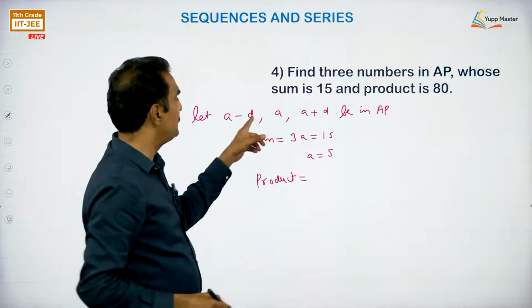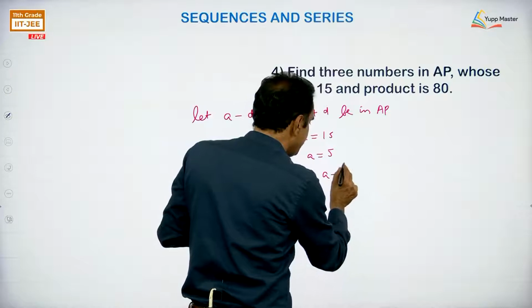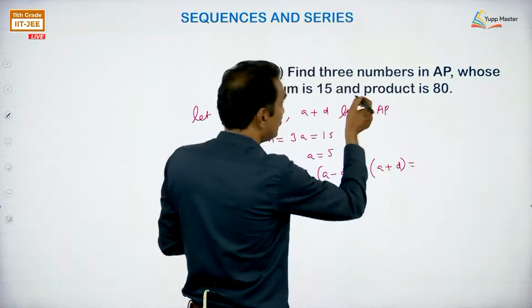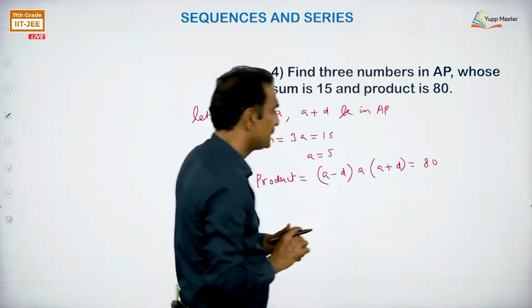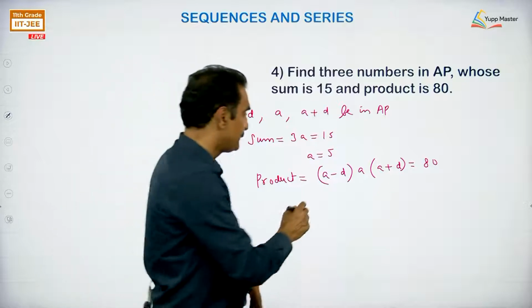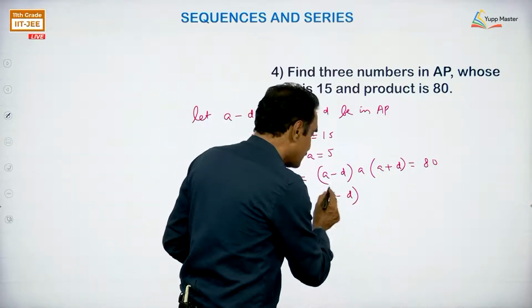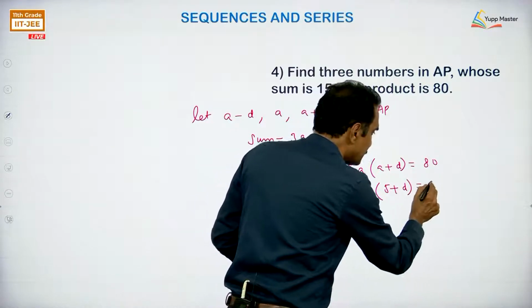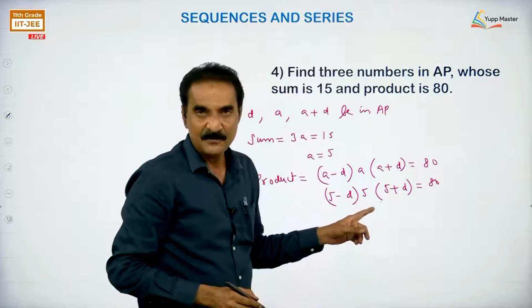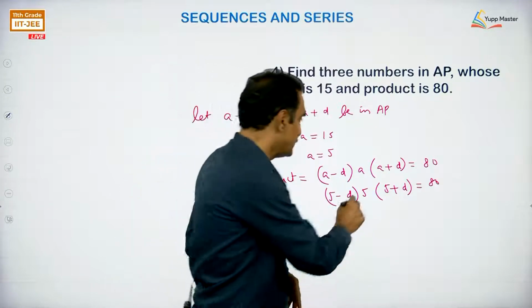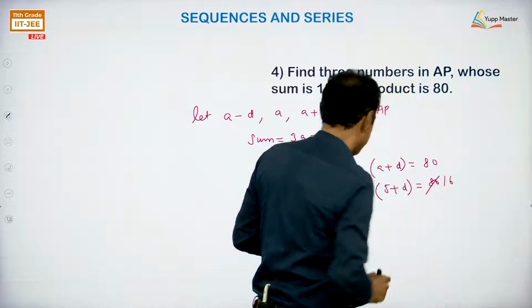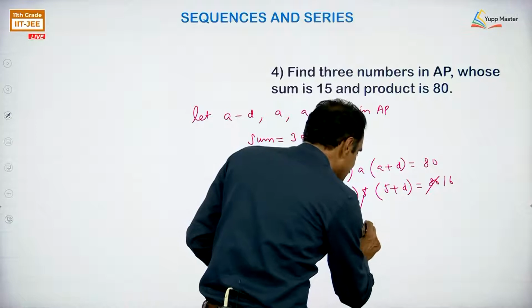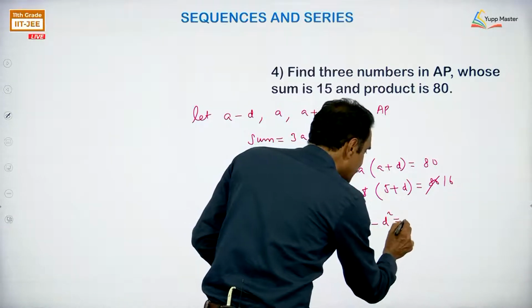If you multiply these three, (A minus D) into A into (A plus D) is 80. Alright. Substitute A here: (5 minus D) into 5 into (5 plus D) is equal to 80. You can cancel 5, 5 is common in LHS and RHS. 5 16s are 80. (5 minus D) into (5 plus D) is 5 square minus D square, that is 25 minus D square is equal to 16.